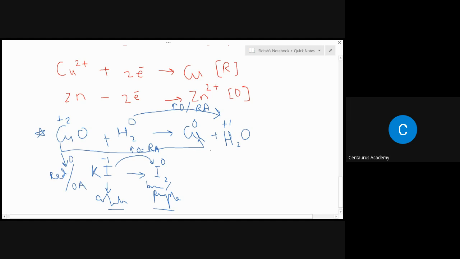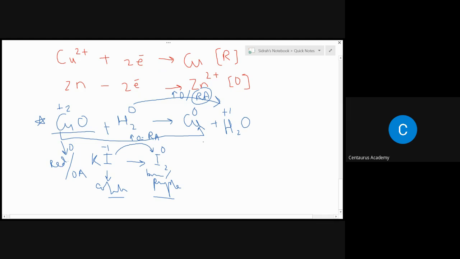The strength with which they are going to lose or gain electrons determines which one is going to be the oxidizing agent and which one is going to be the reducing agent. If I say that hydrogen here is a very good reducing agent, but I also say that copper oxide is also a very good reducing agent, then I will be comparing their strengths to identify which one is the stronger reducing agent. In that case, that particular substance is going to be the reducing agent and the other one is going to become the oxidizing agent.